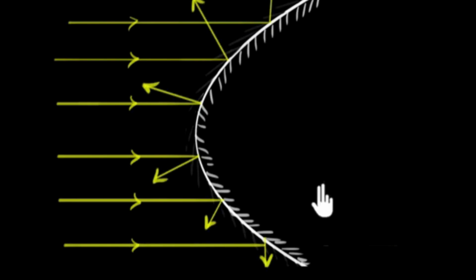And if you notice, you can see that after reflection, the rays of light are no longer parallel, they're all going away from each other, which means your convex mirror diverges rays of light after reflection. That's the property of a convex mirror.